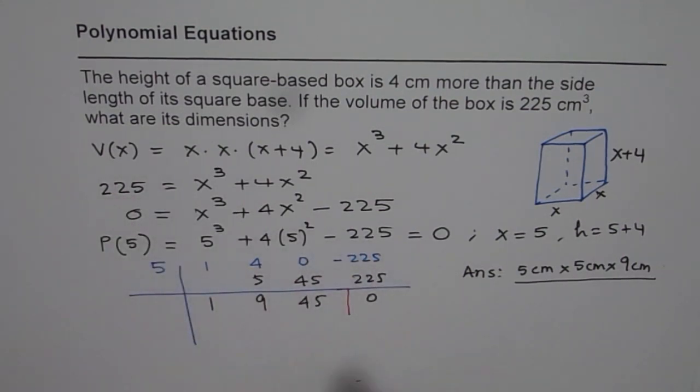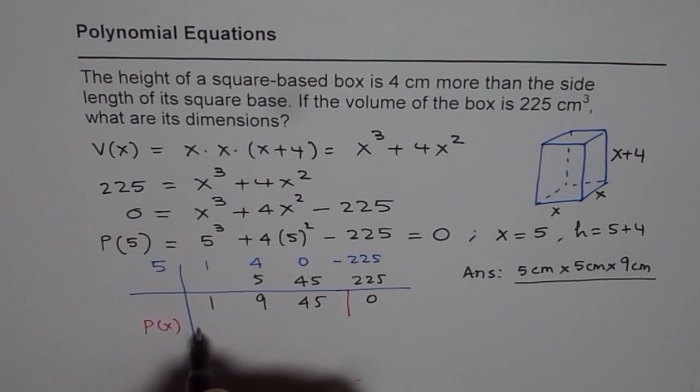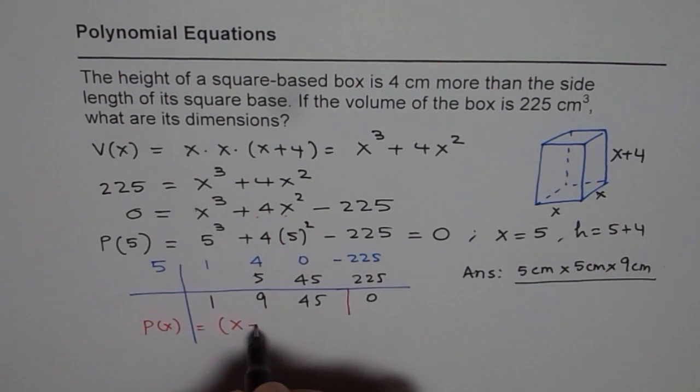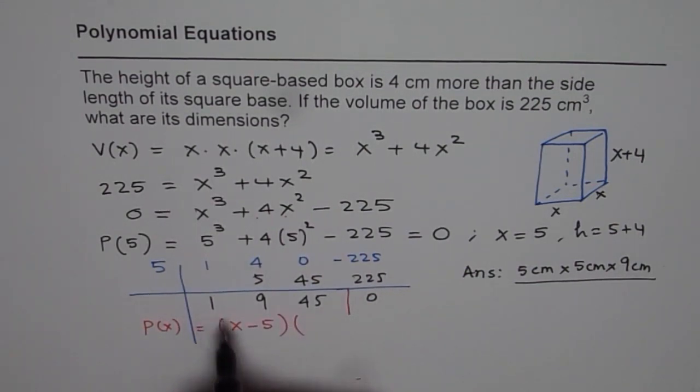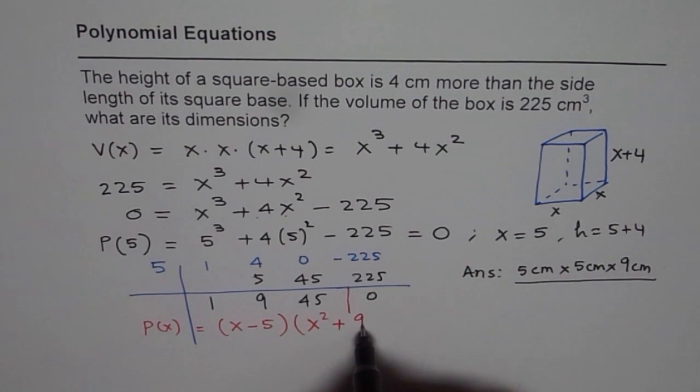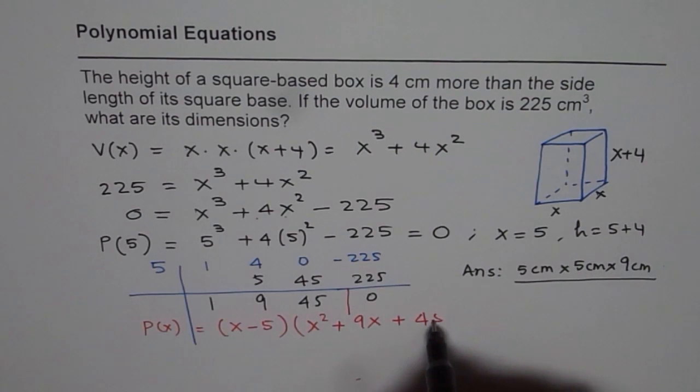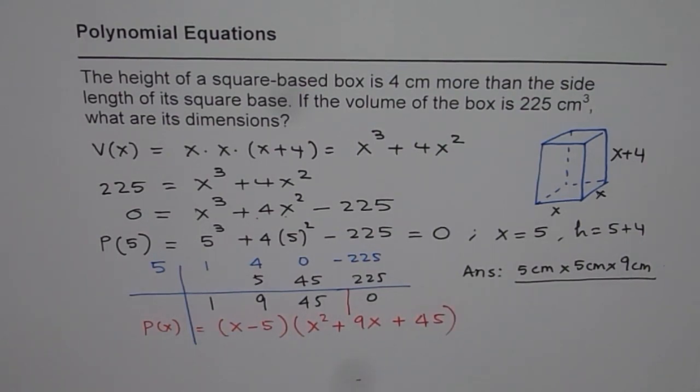That means that we can write this polynomial function as x minus 5 times x square plus 9x plus 45. A quadratic equation. Now we can find if there are more solutions to this, correct? That means more factors of this quadratic equation. Now if you try to solve this quadratic equation, then what do you get?